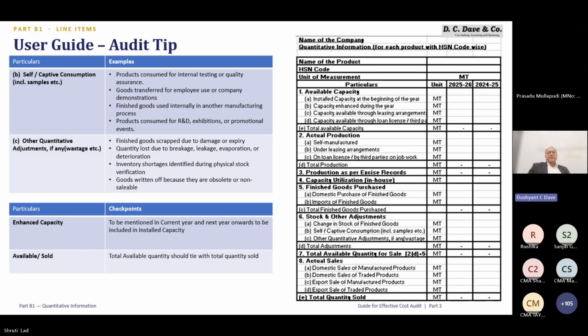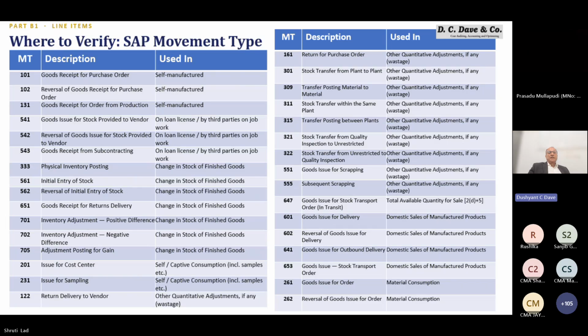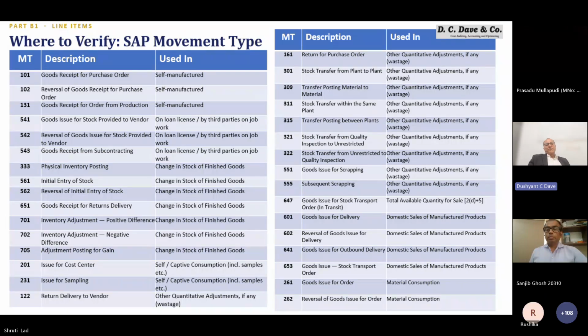Now, where do we verify these SAP movement types? Today, almost every medium and large manufacturing company operates on an ERP system. SAP is one of the systems. ERP could have many systems. SAP is one, Oracle is another, and so on and so forth. SAP remains, of course, the most widely used ERP system.